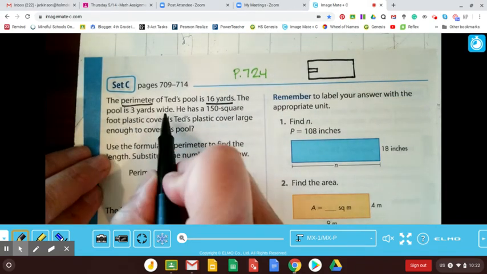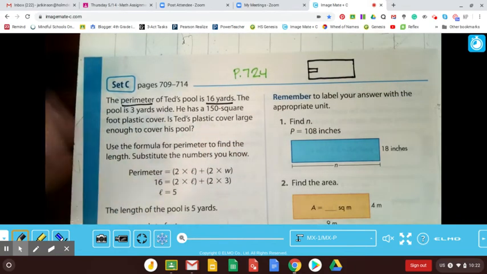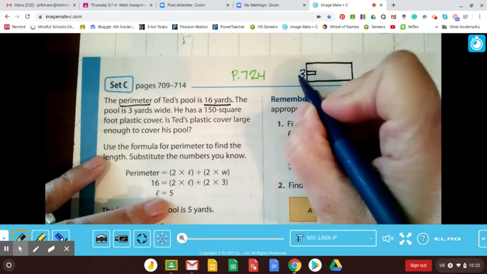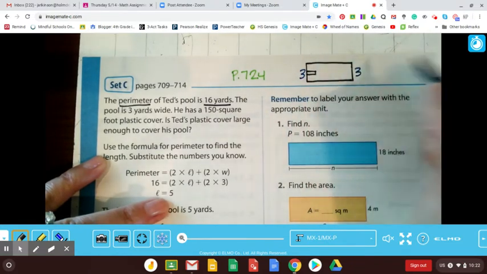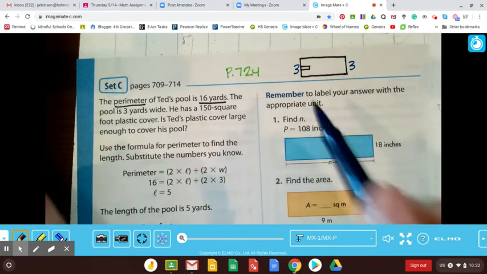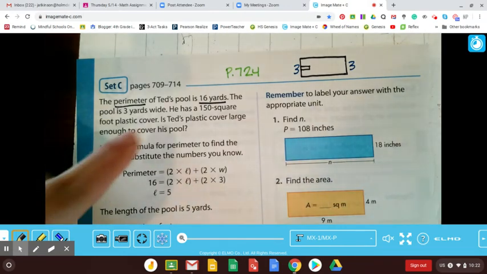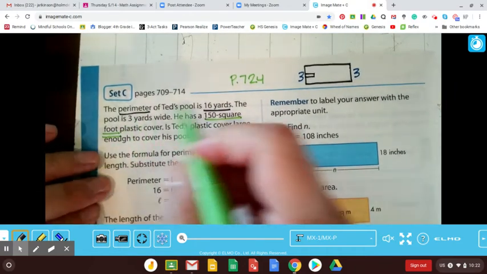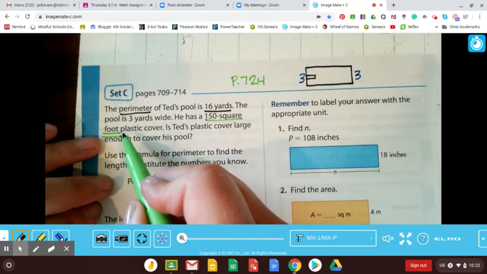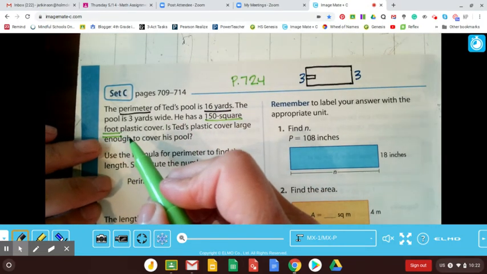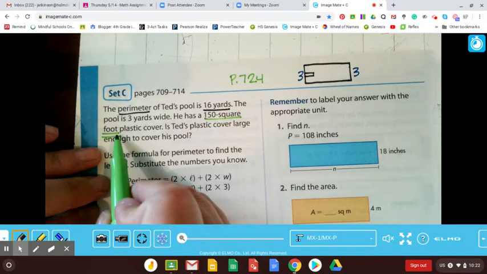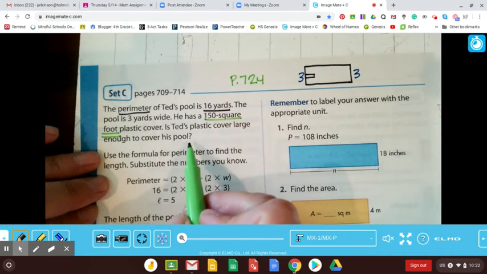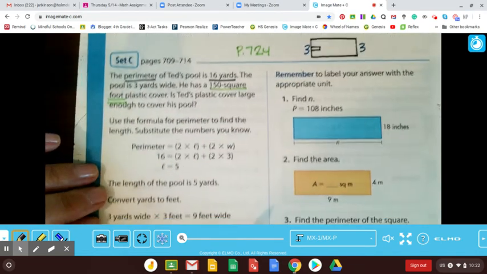The pool is 3 yards wide. So I already know that if this is the width, 3, then on the other side it would also have to be 3. Okay, and I know that the whole perimeter all the way around is 16. It says he has a 150 square foot, and I'm emphasizing the word foot because yards and feet are not the same unit. So that's going to be a concern of ours. He has a 150 square foot plastic cover. Is Ted's plastic cover large enough to cover his pool? I don't know. Let's figure it out.